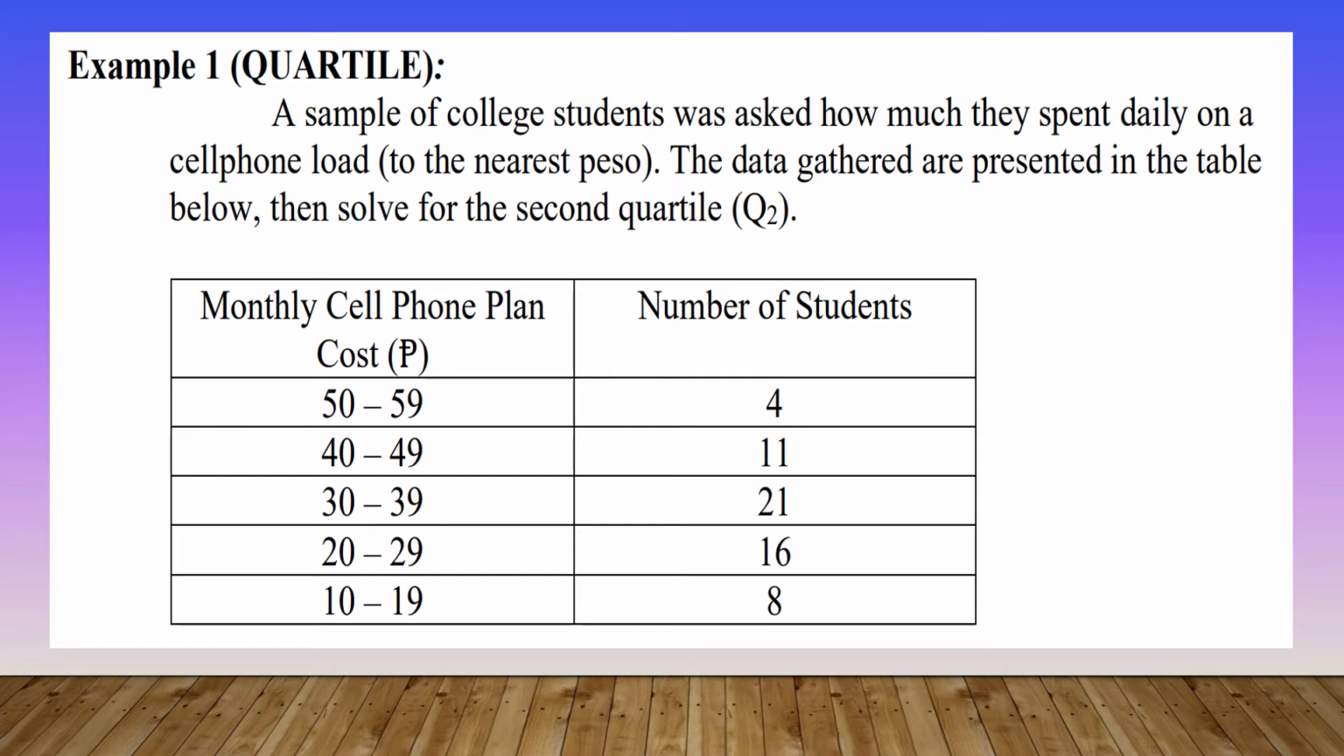Let us now have examples in group data. Example 1 for quartile. A sample of college students was asked how much they spent daily on a cell phone load to the nearest peso. The data gathered are presented in the table below. Then solve for the second quartile, or Q sub 2.